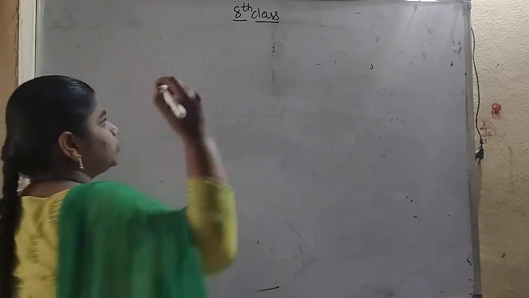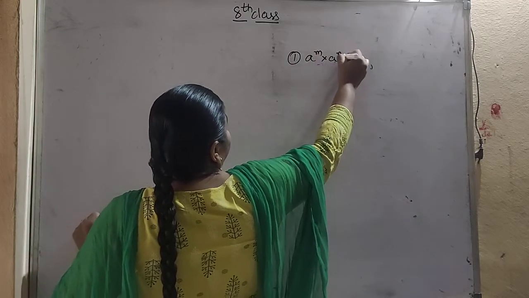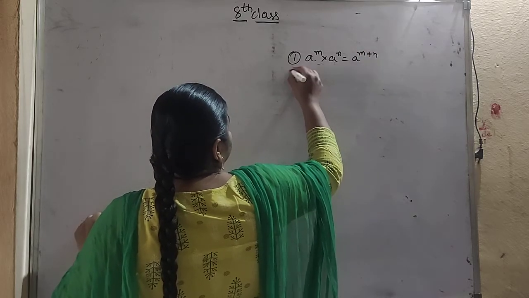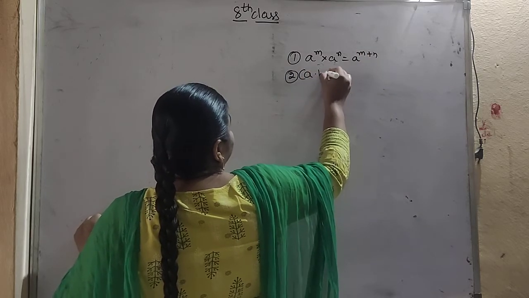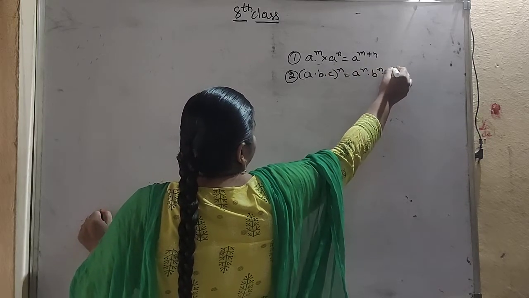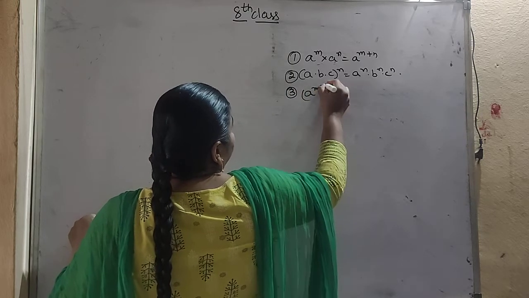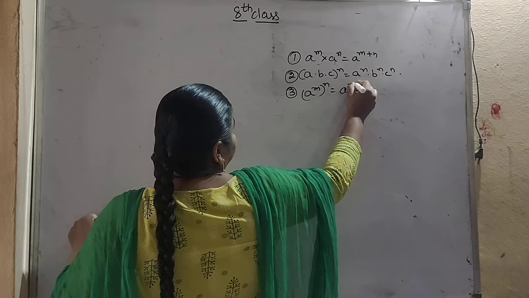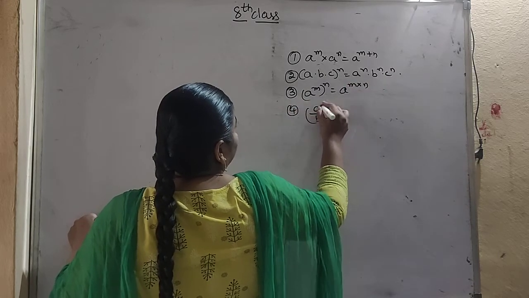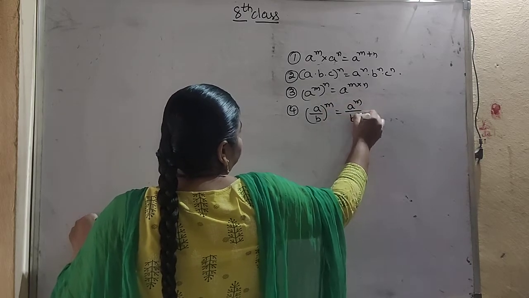So what are the laws of exponents? The first one is a power m into a power n is equal to a power m plus n. Second is (abc) whole power n is equal to a power n into b power n into c power n. Third law is (a power m) whole power n is equal to a power m into n. Fourth is the fractional form, (a by b) whole power m is equal to a power m by b power m.